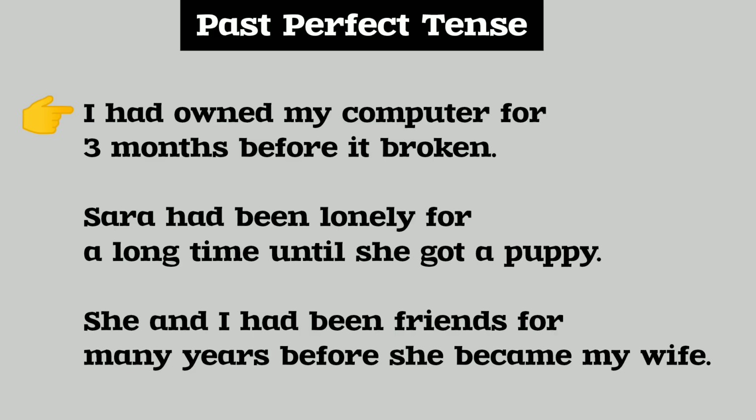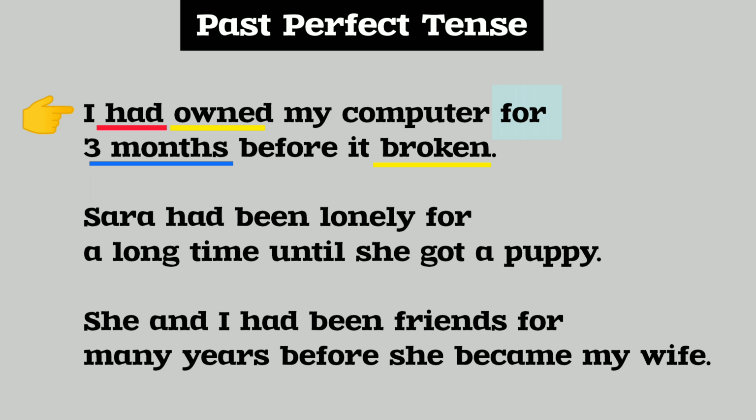I had owned my computer for 3 months before it broke. So here both actions happened in the past. I had and the past participle of the verb shows the action that happened earlier in the past. The second part, broke, is a past simple tense verb. It shows the action that happened also in the past, but later than the other action. And you will notice in this sentence there is a duration of 3 months. This duration shows how long that action happened.